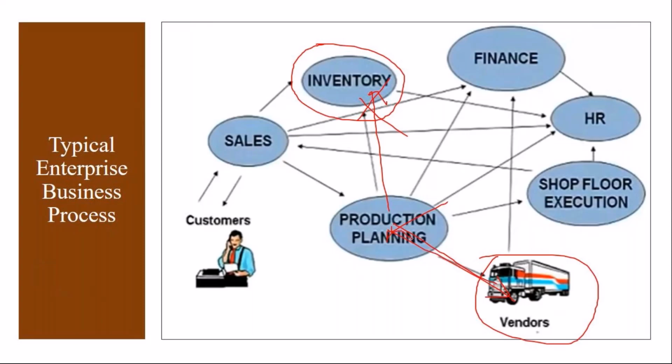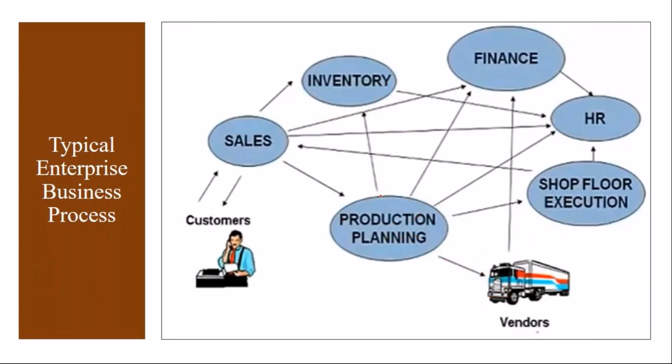Once all the raw materials are purchased, the planning department forwards them to the shop floor team for the manufacturing activity, the shop floor execution. Once the shop floor execution team manufactures the product and it is ready, they forward the manufactured product to the sales department to deliver it to the customer.